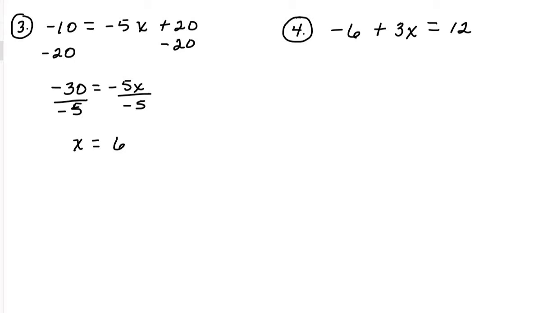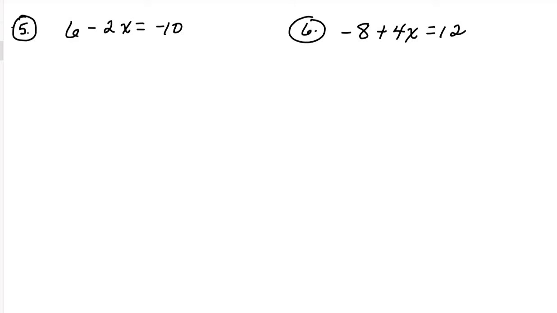In problem 4, I want to get rid of this negative 6 first, so I'm going to add 6 to both sides of the equation. And again, remember that you're just looking at these two numbers here to be sure those are opposites and they're going to cancel out. And they do. So this will leave me with 3x equals 18. I divide both sides of my equation by 3 and I get x to be 6.